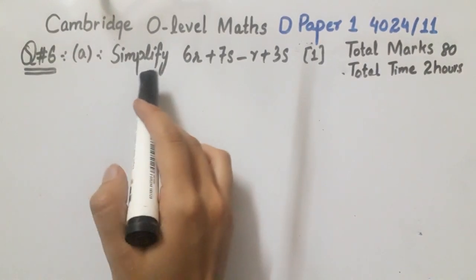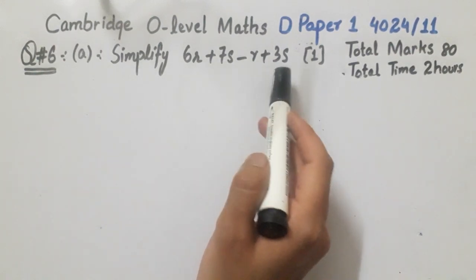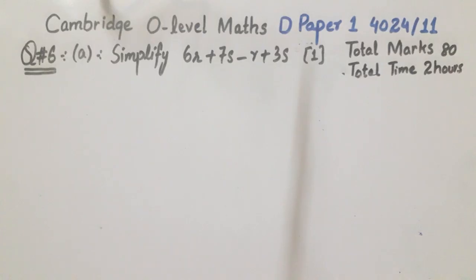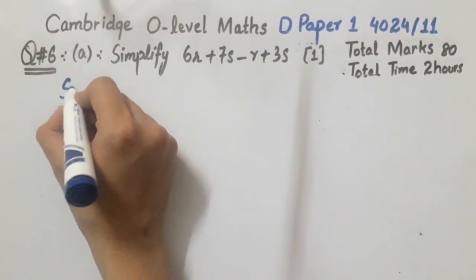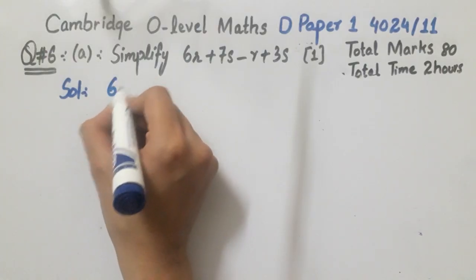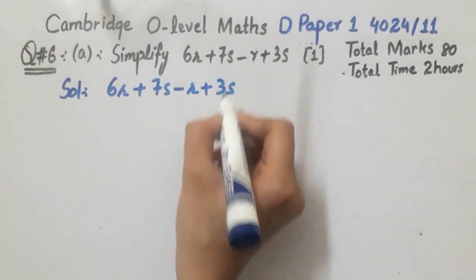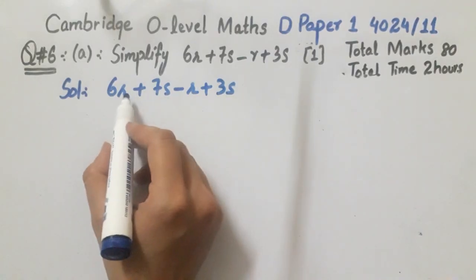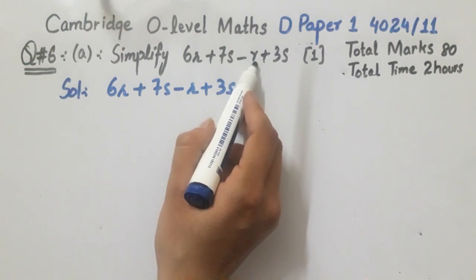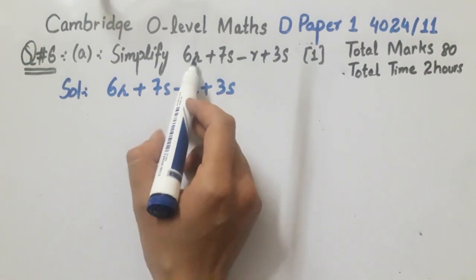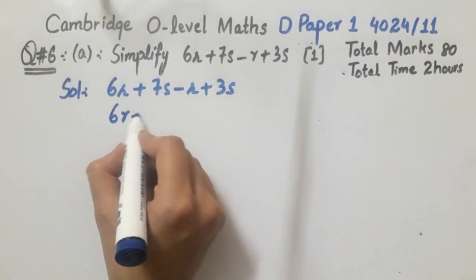Now question number 6, A part: simplify 6r plus 7s minus r plus 3s, and this question contains 1 mark. So we will write first of all 6r plus 7s minus r plus 3s. We know that we will arrange the like terms. So 6r and minus r are the same. Both have the same variable and the power is also 1. So write 6r minus r.